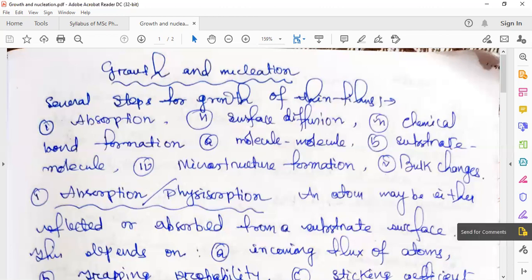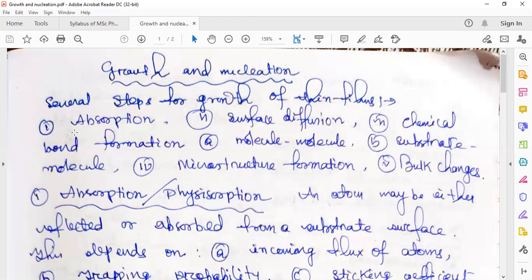So how thin film growth takes place. Also, in short, we'll learn about the nucleation process. This is basically how the growth takes place. We have learned about various growth mechanisms or growth processes, but the method we don't know yet. So there are several steps for growth of thin films.